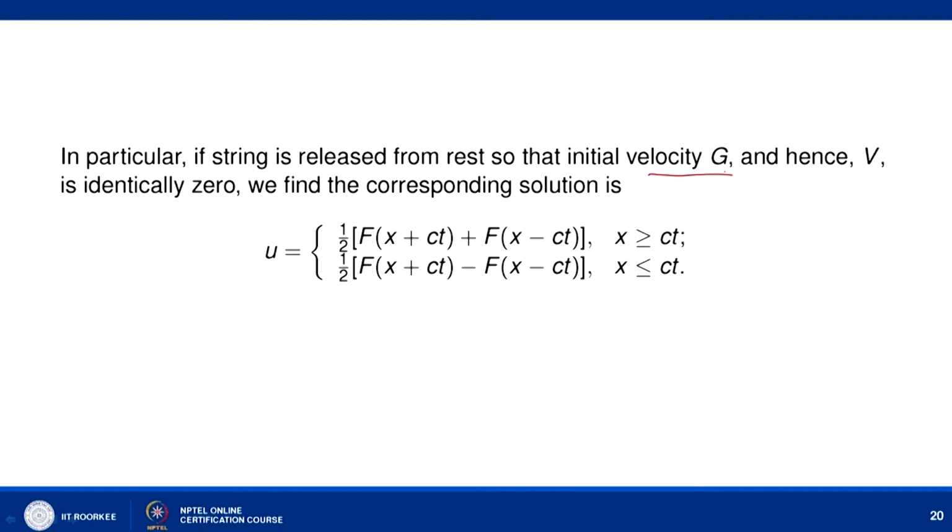Now, in particular, if a string is released from rest, so that initial velocity is taken as 0, and if initial velocity g is 0, so v is also coming out to be 0, and your solution u is defined as 1/2 [f(x+ct) + f(x-ct)] when x is greater than or equal to ct. So, argument x minus ct is positive, x plus ct is positive. So, I can define u(x,t) as this, but when x is less than or equal to ct, then I can define it as 1/2 [f(x+ct) - f(ct-x)]. So, here this is the small change you can say from the infinite string problem to the semi infinite string problem.